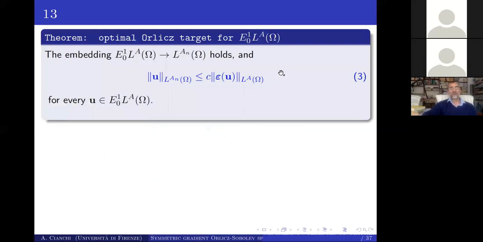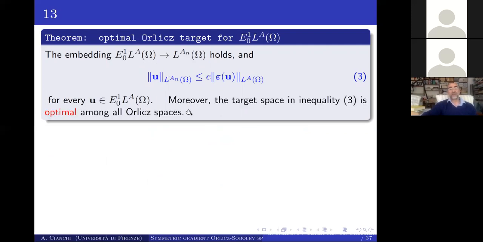Now, the statement is the following. Given a function A as above and constructed this function A sub n, this embedding holds from E1LA into LA sub n, and there is a corresponding Sobolev type inequality or Poincaré type inequality for functions in the space which vanish on the boundary. And what is important is that this target space here is optimal, which means the smallest possible among all possible Orlicz spaces.